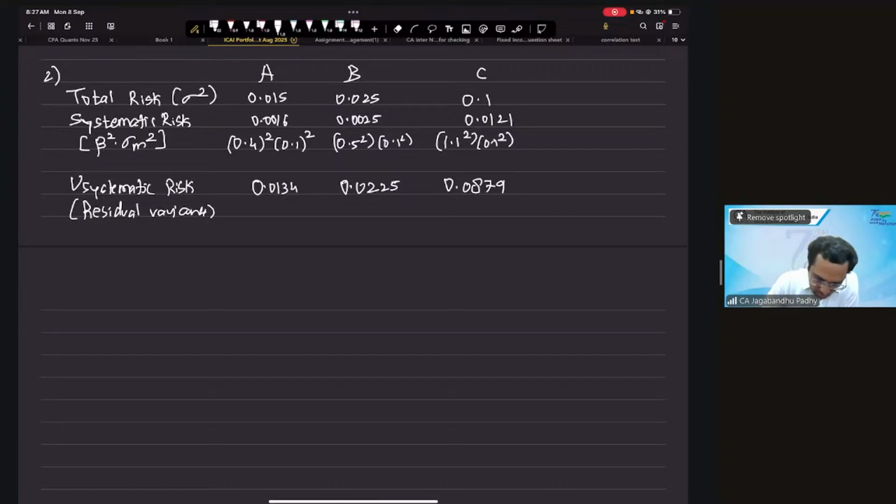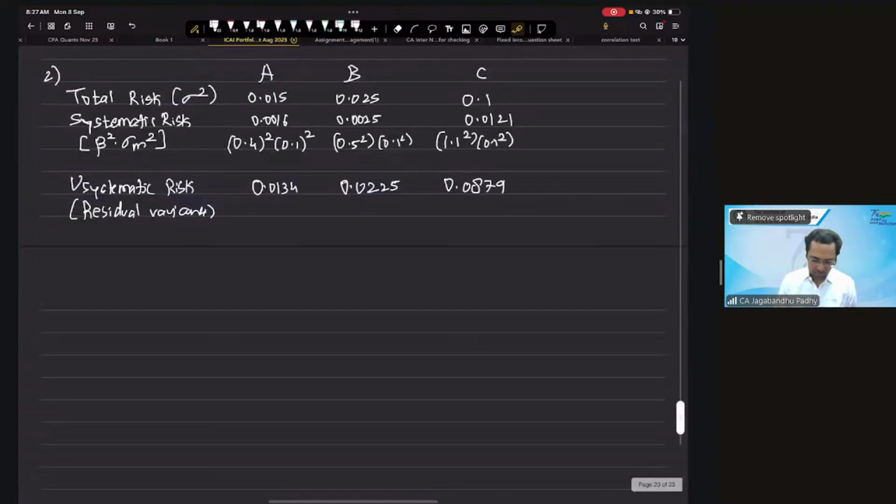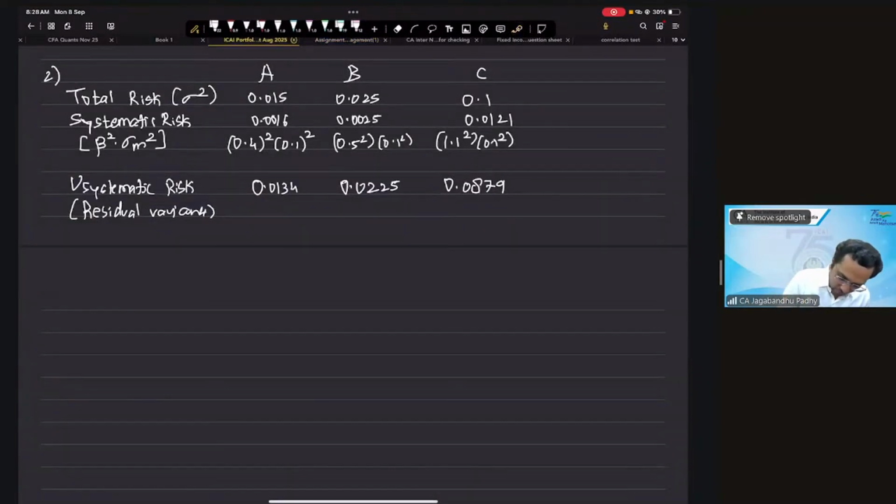So that's the second part of the question, which is the residual variance. So that is done. Residual variance of each of the things. Then the third one is portfolio variance using Sharpe index model. Now, how do we get the portfolio variance using Sharpe index model? Let's have a look at it.